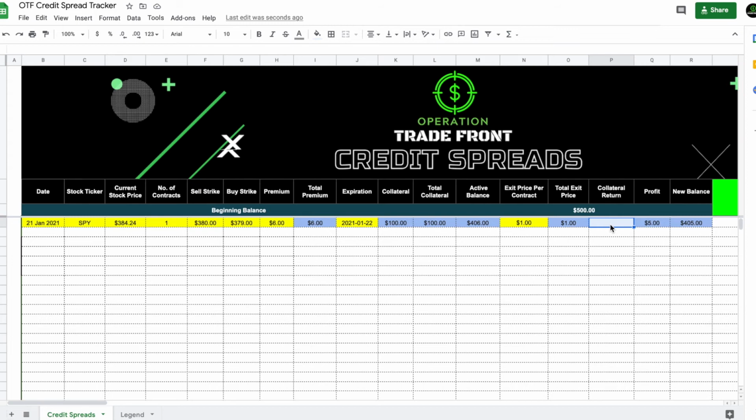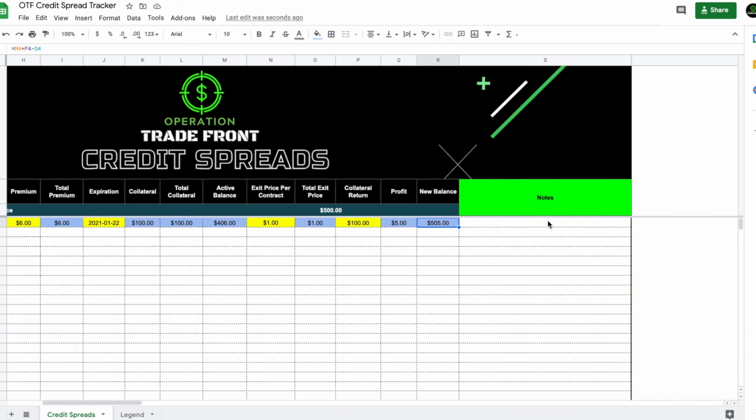at its full 100%. So on your collateral return, when you're done with the trade, either put in 0 if you lost the trade, lost your collateral, it went against you, or put in 100, or whatever the dollar amount is if you got your money back, your collateral back. So then your profit is at $5 for the trade. So now your new balance is $505.